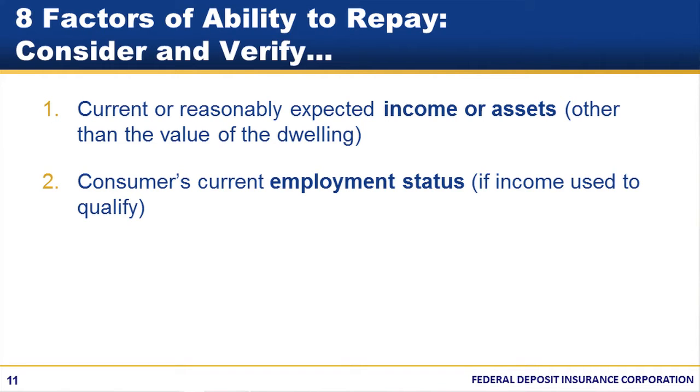The second factor is the consumer's current employment status, if the creditor relies on income from the consumer's employment. The third factor is the monthly payment on the loan. This factor refers to the principal and interest payment. The monthly payment you consider when making the ATR determination may not always be the payment called for in the contract. There could be different monthly payment amounts depending on the type of loan. Adjustable rate mortgages, for instance, can have payment amounts that change.